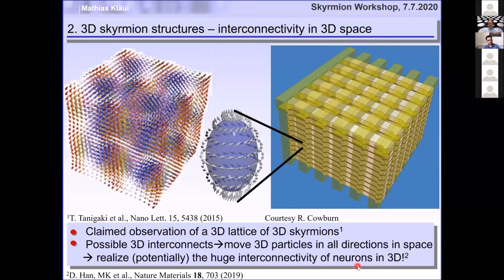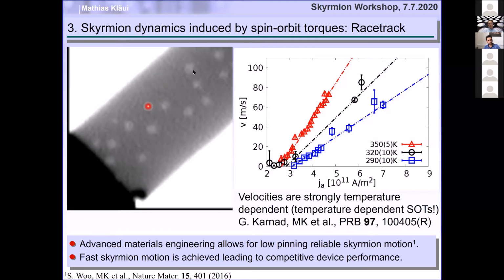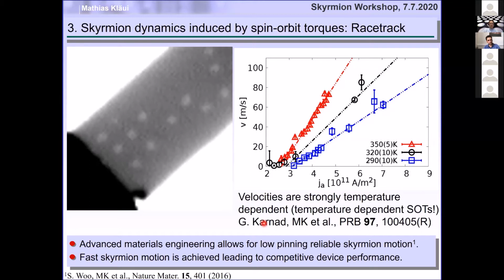Okay, so I just wanted to briefly introduce that this can also be done in 3D, but let's go back to the 2D skyrmions. Here we developed some material stacks which allow you to move these skyrmions on a relatively regular basis back and forth at speeds of the order of 100 meters per second. And we found that these are also strongly temperature dependent. You can make them, in certain multi-layer stacks, quite strongly temperature dependent.